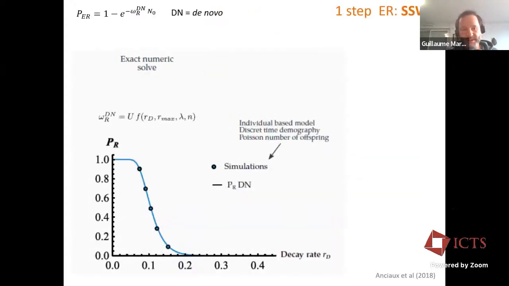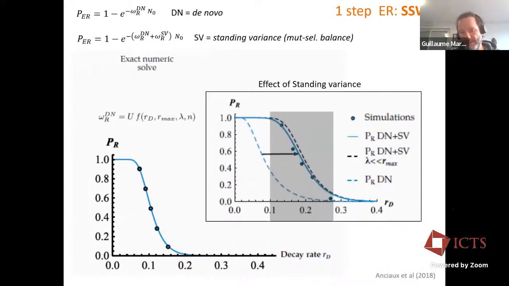And here is an example with simulations versus the decay rate. By decay rate here, we did it by shifting. We just shifted. We didn't make it go down or narrow it. And these are simulations, the dots, and the analytic approximation. And if you add standing variance, you have another analytic approximation, which is using the costs that I'm not showing.